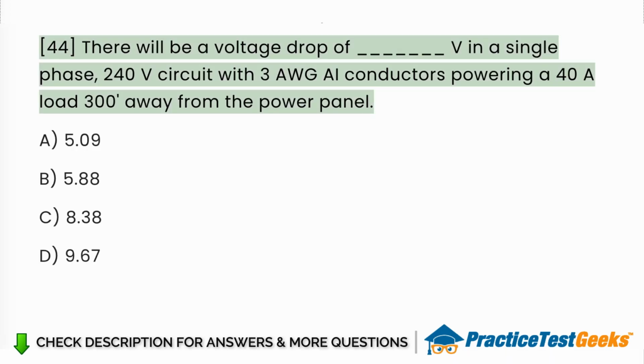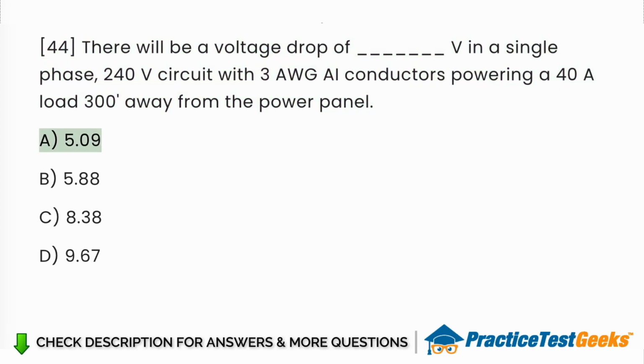There will be a voltage drop of ___ V in a single phase, 240V circuit with 3 AWG AL conductors powering a 40A load 300 feet away from the power panel. A. 5.09. B. 5.88. C. 8.38. D. 9.67.